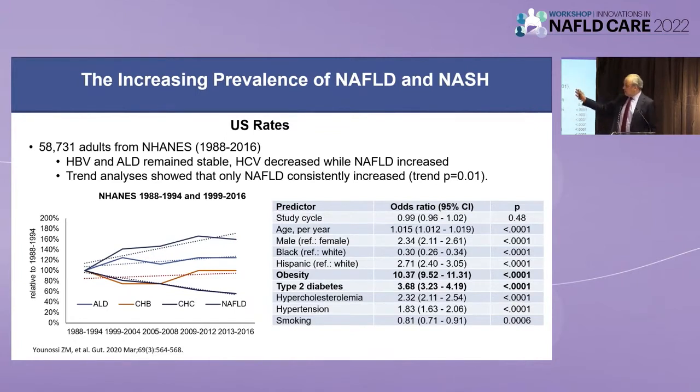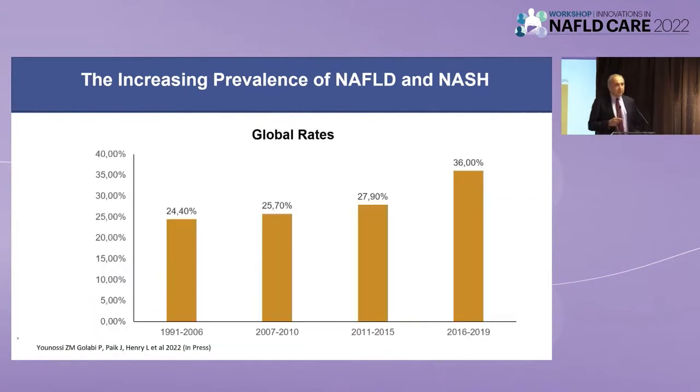And this is the multivariate analysis showing that there are a number of things that drive this high prevalence, but primarily it's driven by obesity and type 2 diabetes. And that's one of the main discussions that we will have. That was the US data.